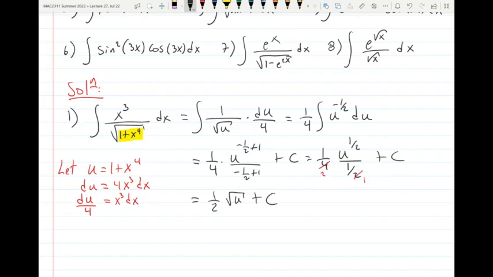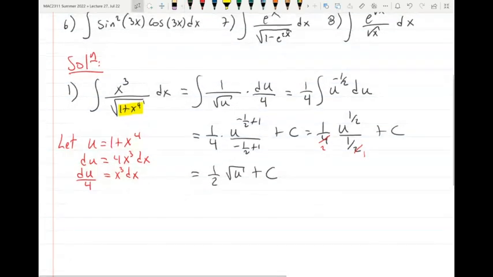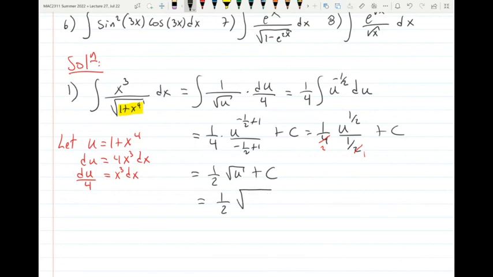And then remember, don't stop here. You don't want to give the answer in terms of u. You need to give the answer in terms of the original variable, which is x. So what was u equal to? 1 plus x to the 4. So that's what we write. So we get 1/2 times the square root of 1 plus x to the 4 plus c. Okay? All right. So that was number 1.